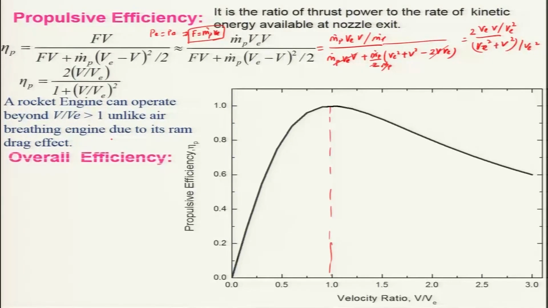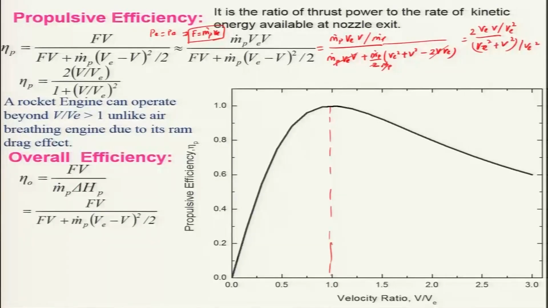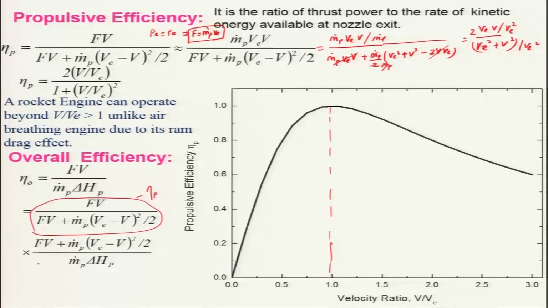I have already discussed that the overall efficiency is basically the ratio of the thrust power divided by the propellant energy rate which is consumed. So, I can write that in terms of two things: F b divided by F b plus m p (V e minus V) whole square divided by 2, into F b into m p V minus V square divided by 2. Keep in mind that this is nothing but your propulsive efficiency and this is nothing but your thermal efficiency.